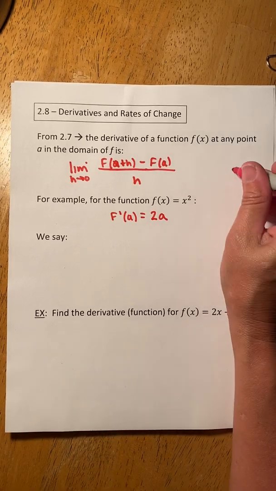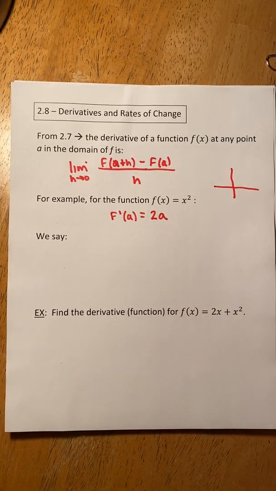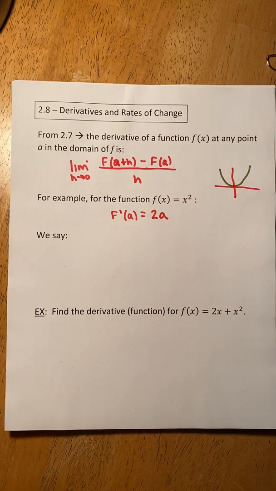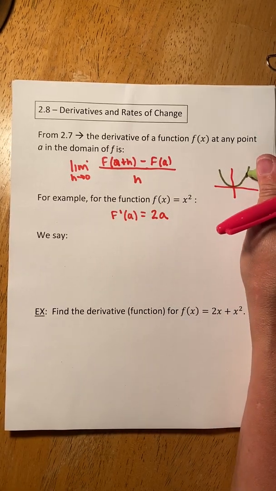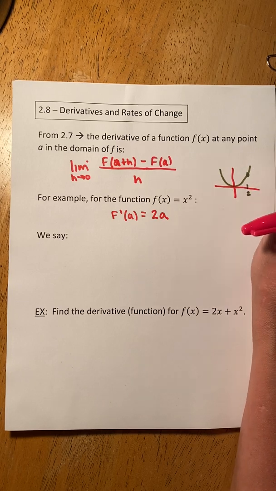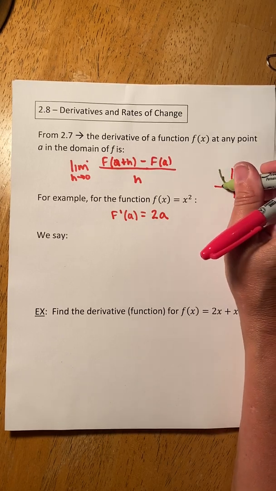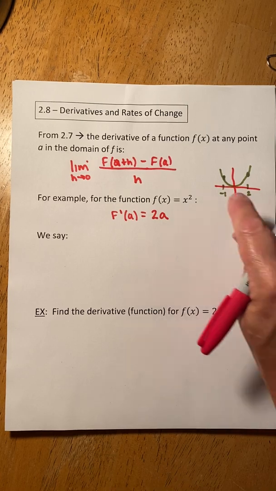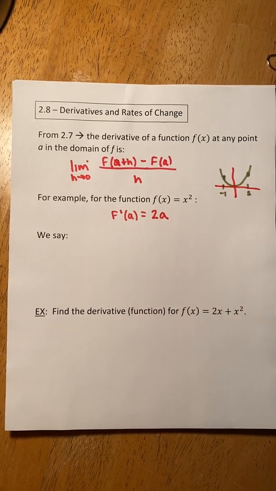Now if you think about it, if we are on the function x squared and we look for the derivative at any point, if I wanted to know the derivative at 2, the derivative would be 4. If I wanted to know the derivative at -1, the derivative would be -2. And if I go back to -1, the derivative is still -2. There's only one derivative for every input. So the derivative formula itself is a function.